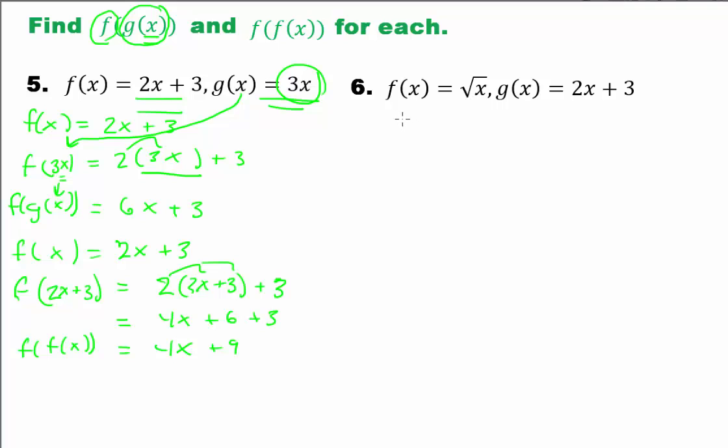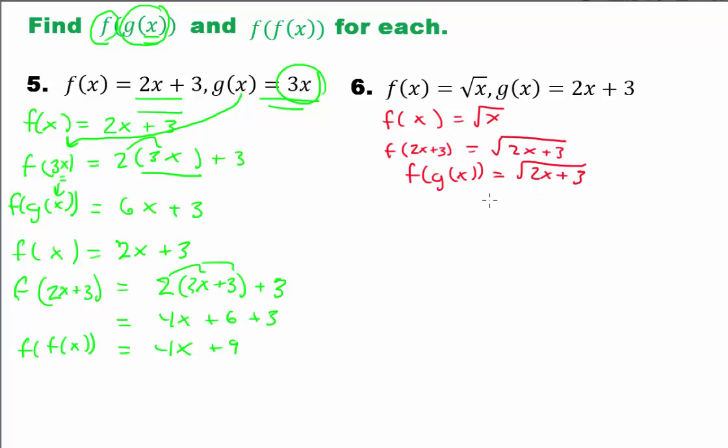Number 6 is the exact same type of problem, just different functions defined for f of x and g of x, but it's the same process. I'm going to start with f, and I'm going to start with f of x is equal to square root of x. I'm going to take out the x. I don't really need parentheses because I already have my grouping symbol, which is the square root. In place of x, I'm going to put g of x, which is 2x plus 3. And notice how we cannot simplify this. There's nothing I can do to simplify that expression. So we can say that f of g of x with these two new functions is the square root of 2x plus 3.